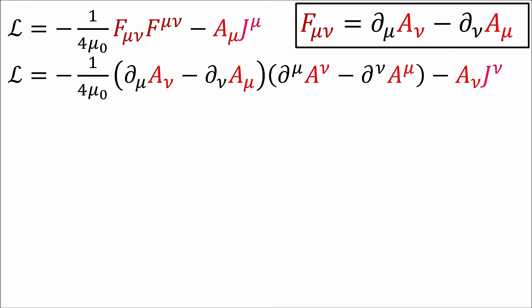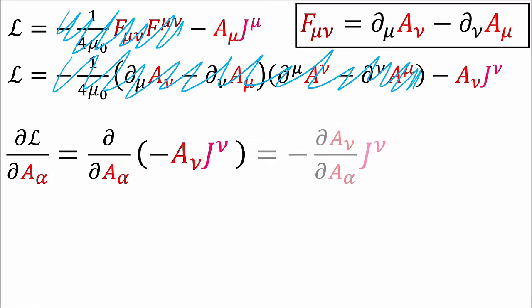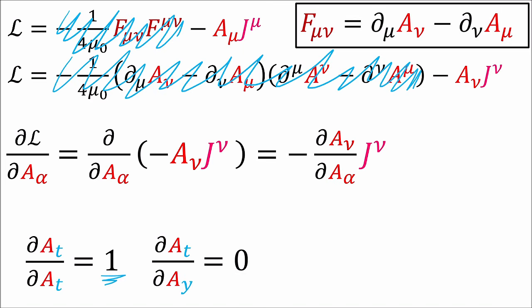So to put this Lagrangian through the Euler-Lagrange equations, we can start by taking the derivative with respect to A sub alpha. Here the derivative terms go to 0, and only the source term with J is left. J does not depend on A, so it can be removed from the derivative. Now, when we have a partial derivative involving two A components, this equals 1 if the components match, and goes to 0 if the components are different, since they are independent.